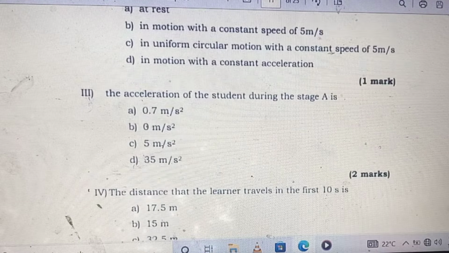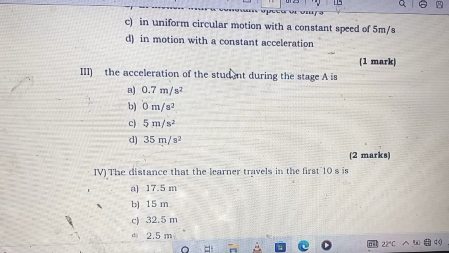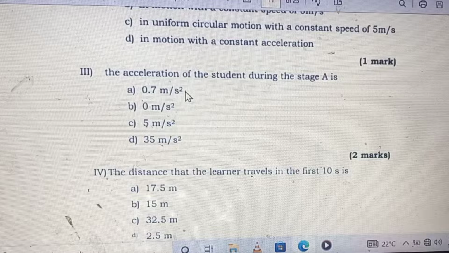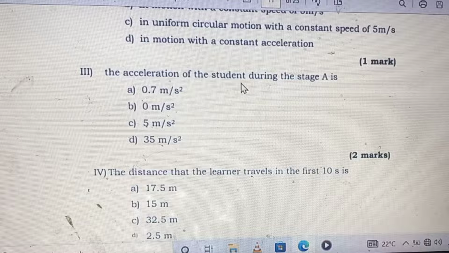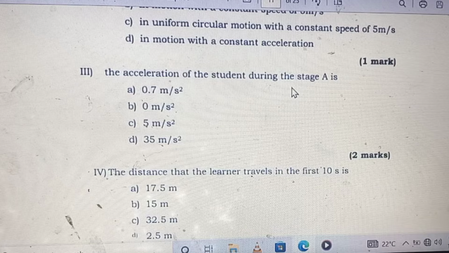I3. The acceleration of the student during stage A is... The correct option is A, 0.7 meter per second squared. As you know, acceleration equals the change in velocity over the change in time. On stage A, the initial velocity is 0, the final velocity is 5. And the initial time is 0 and the final time is 7.